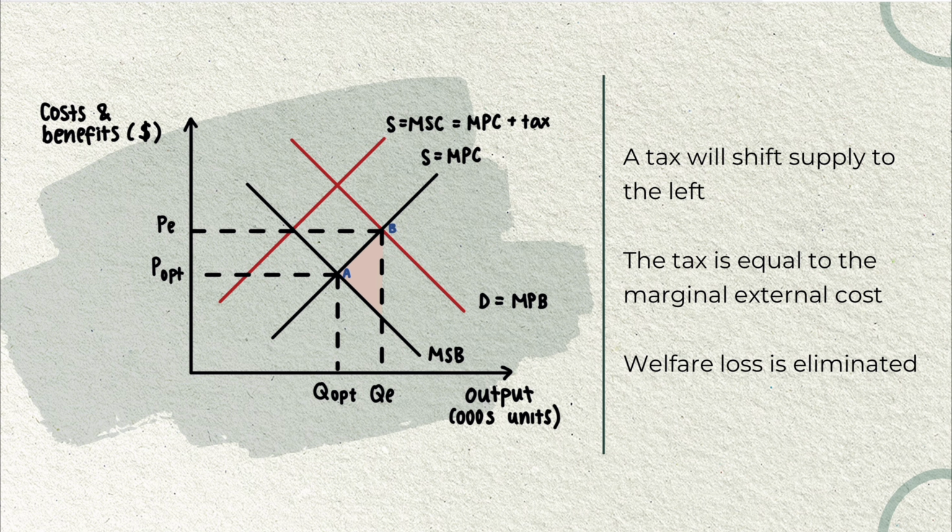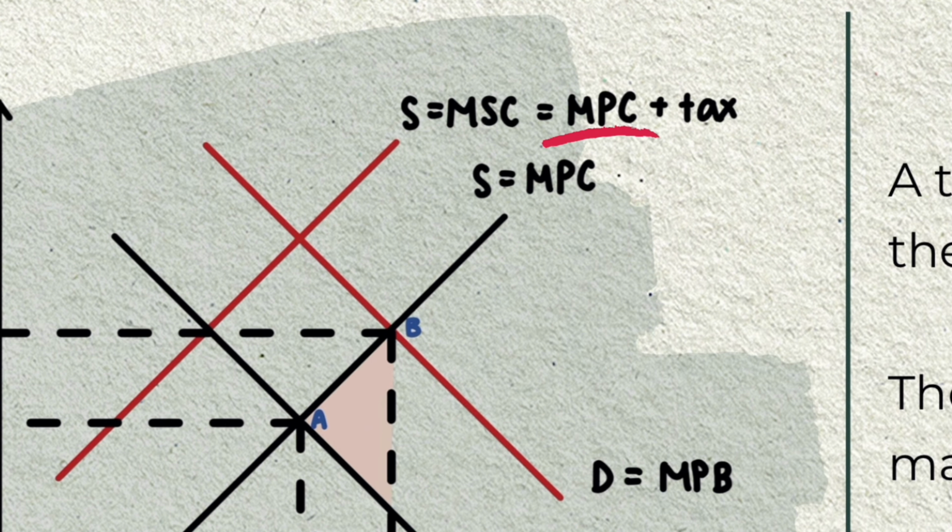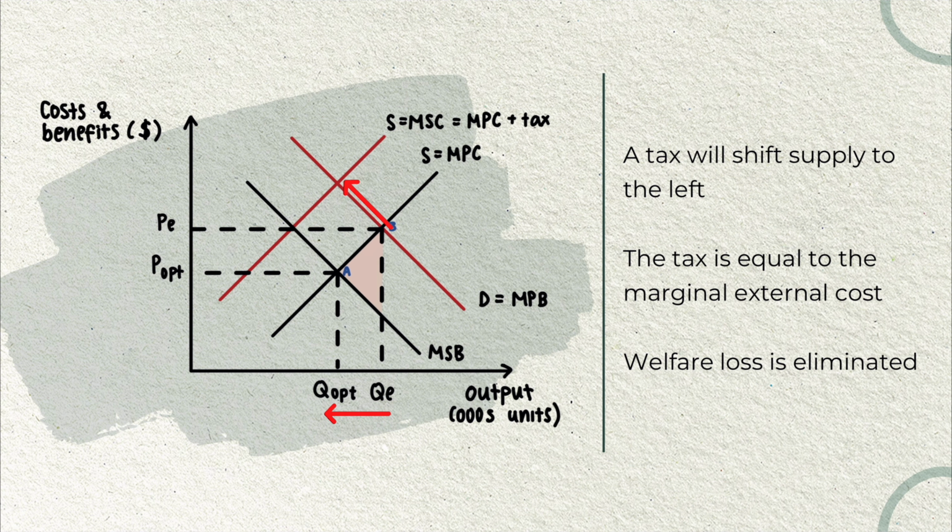When a tax is applied, this shifts the supply curve to the left, from S equals MPC to S equals MSC equals MPC plus tax. Let me explain this labeling. When the private firms, which is MPC, are taxed, this will achieve the social optimum of marginal social cost. So the units produced after tax then become our supply. And we are basing this diagram off the assumption that the tax is equal to the marginal external cost. Due to this tax, quantity falls from QE to QOpt, and the welfare loss is then eliminated.